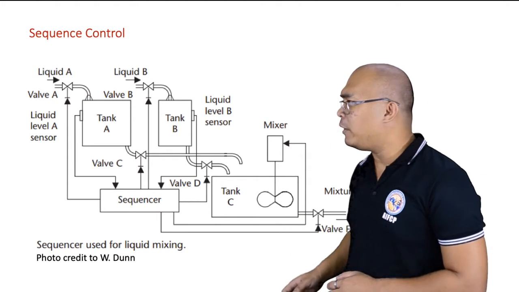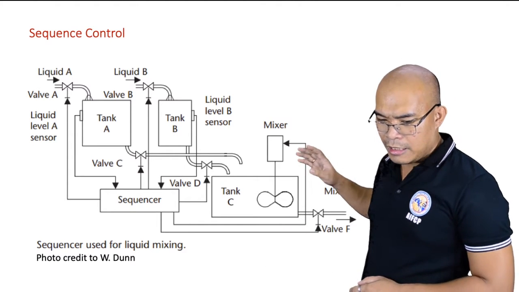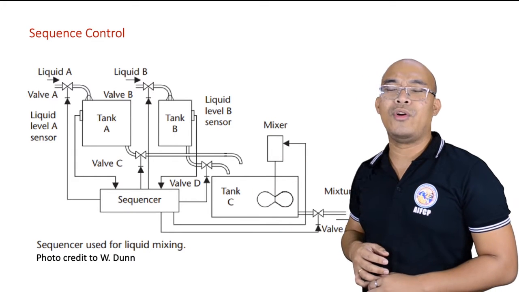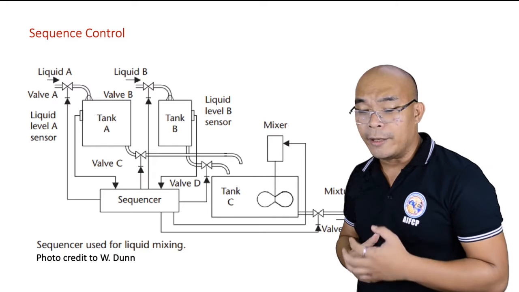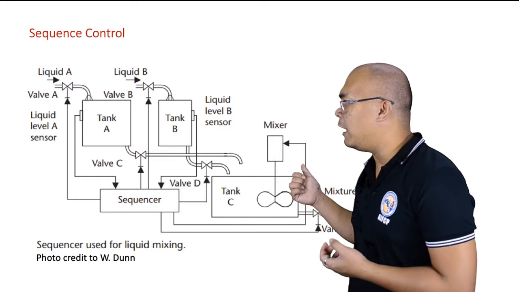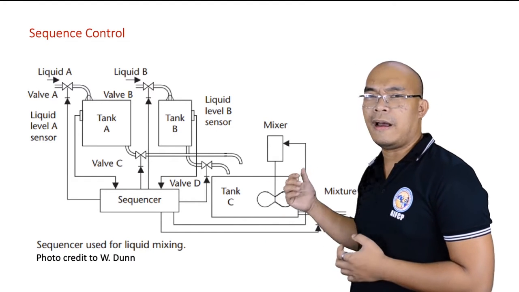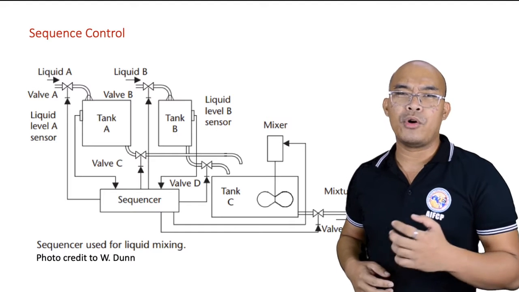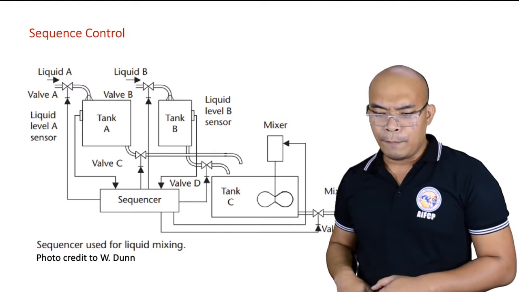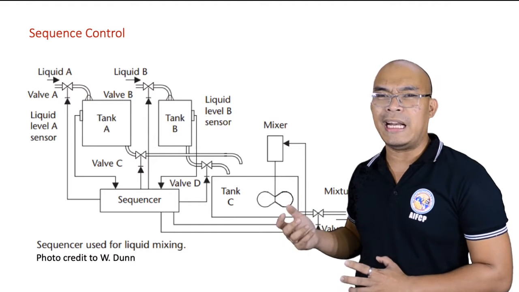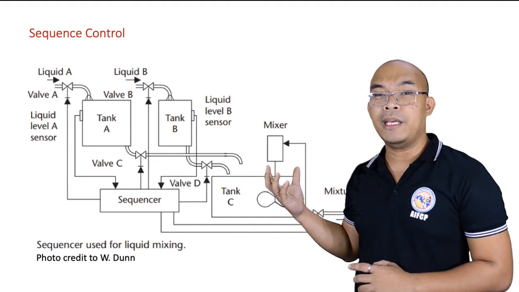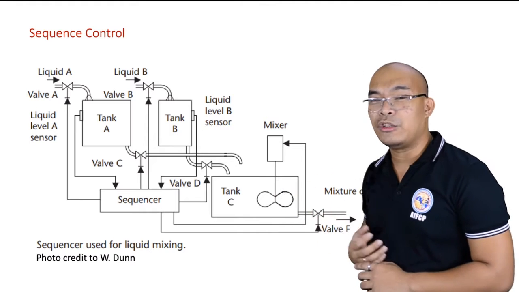So, dun sa example natin, ito yung sequencer natin used for liquid mixing. So, nagmi-mix tayo ng dalawang liquid. Okay, this one is, I took this picture or this example in the book of William Dunn sa process control. So, in this particular case here, ang goal lang natin, i-mix natin yung dalawang liquid na nasa tank A and nasa tank B. Okay? And then, yung labas niya nandito sa valve F.